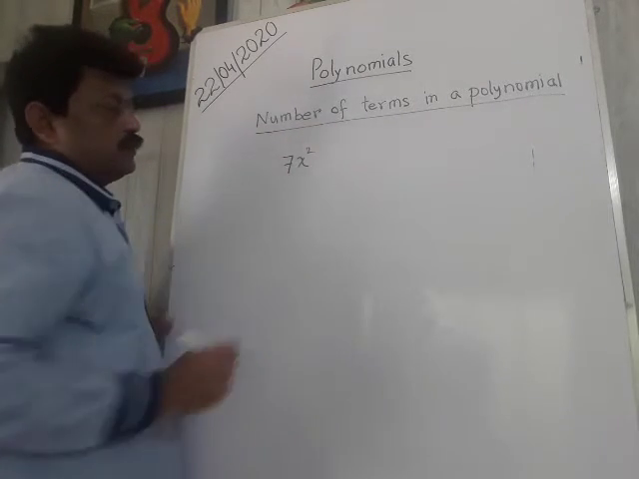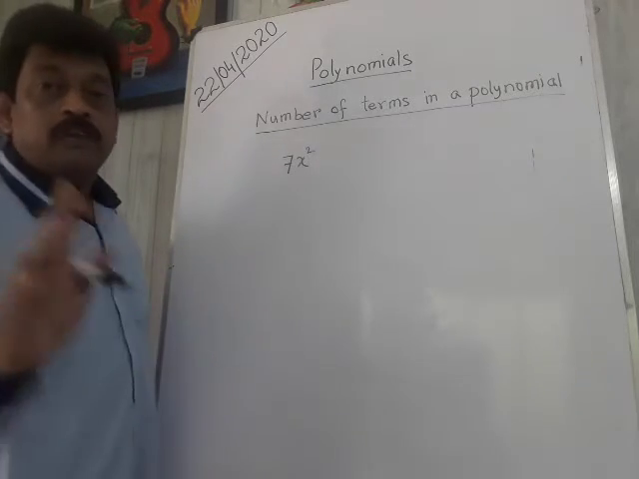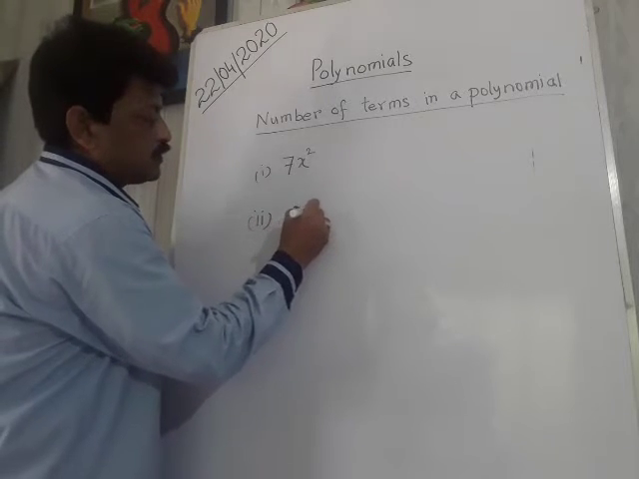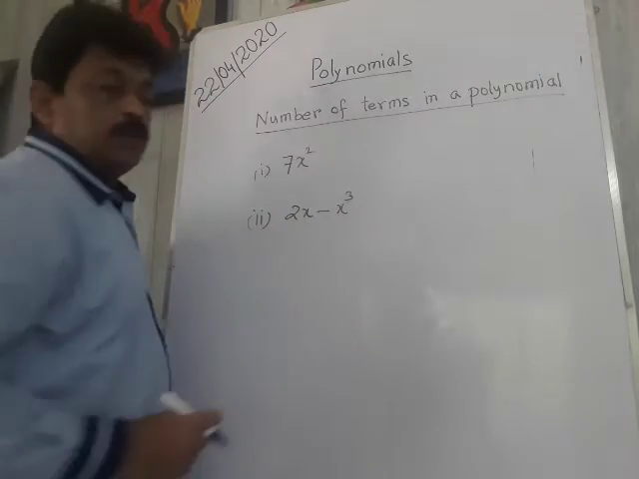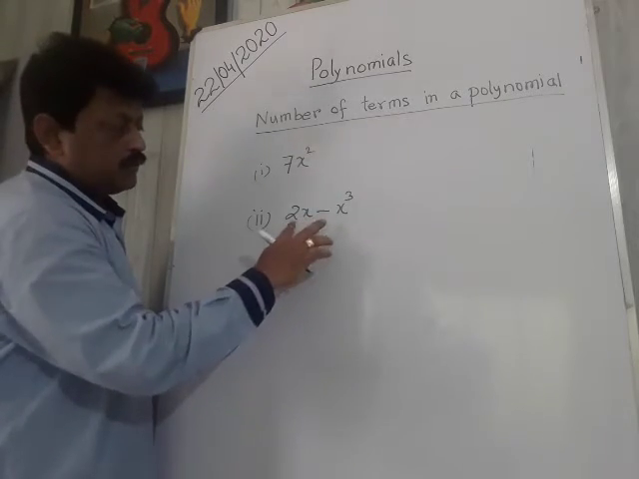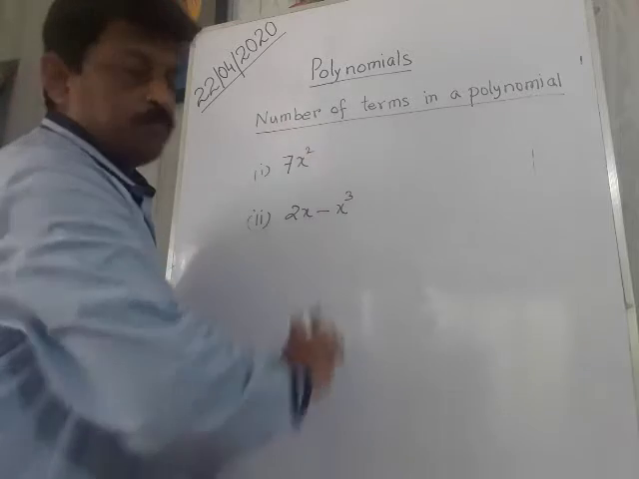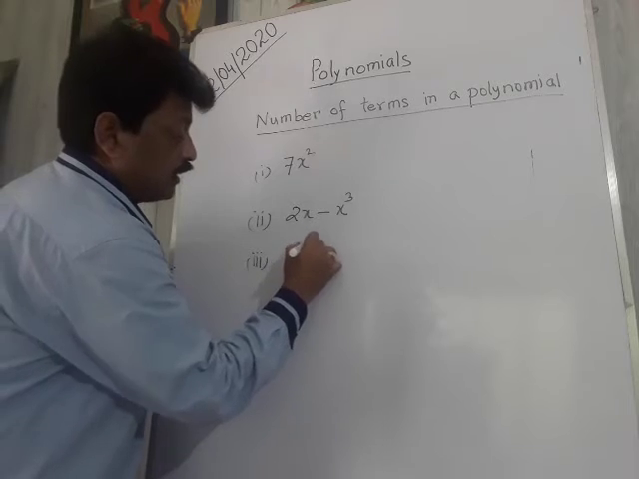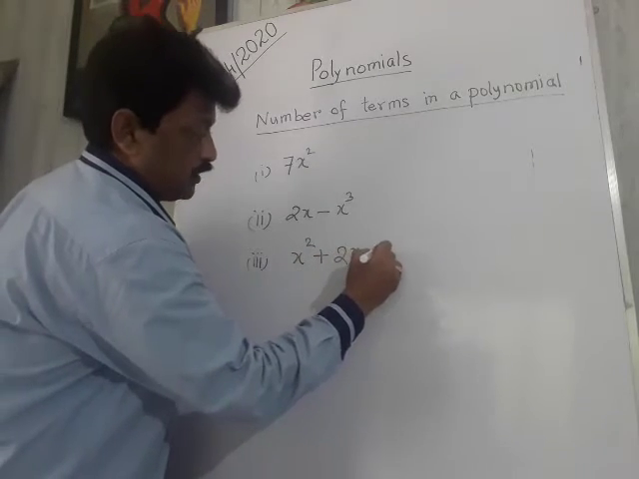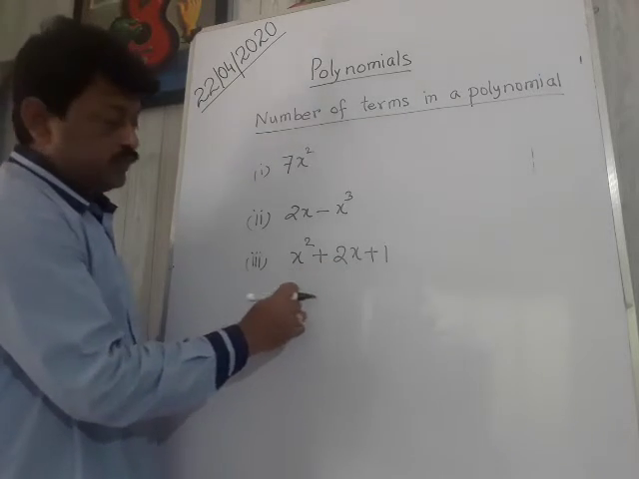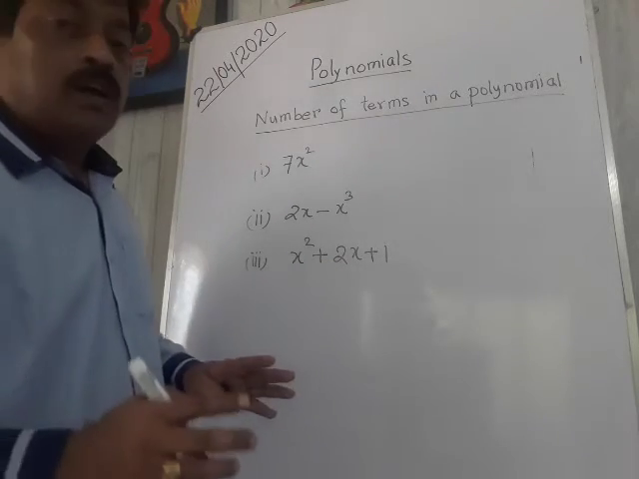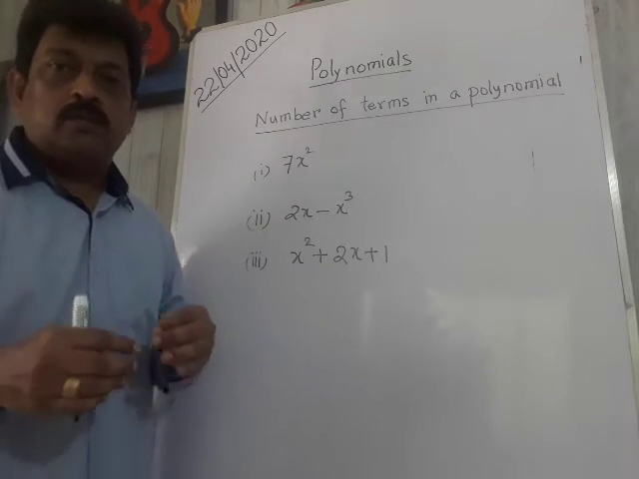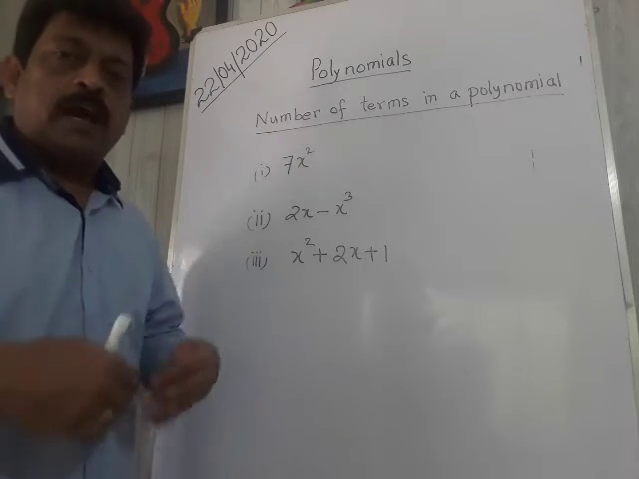7x square. This is a polynomial which has only one term. 2x minus x cube. This is a polynomial where there are two terms, 2x and minus x cube. x square plus 2x plus 1. This is a polynomial which has three terms. So according to the number of terms, a polynomial is classified as monomial, binomial, trinomial, and so on.